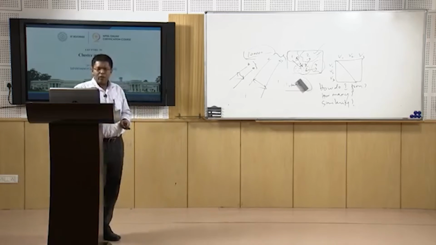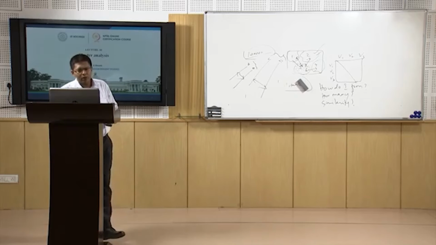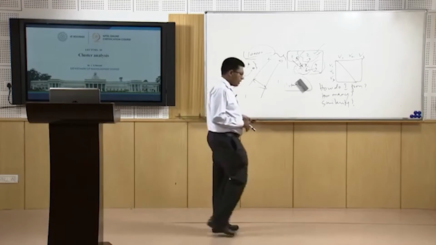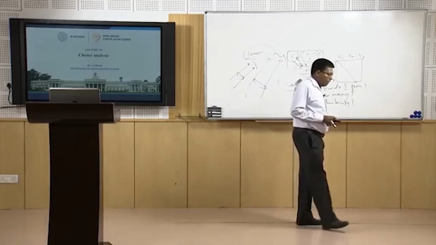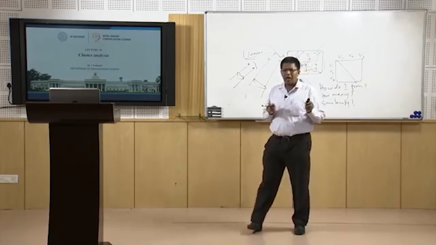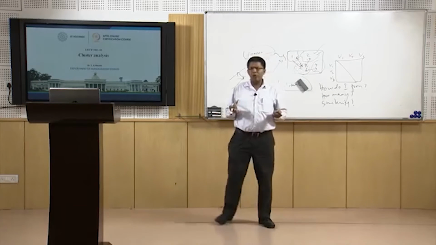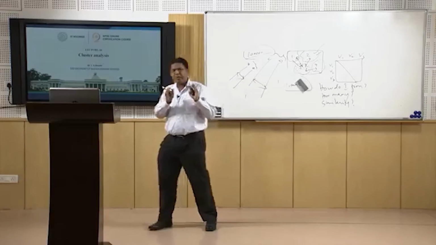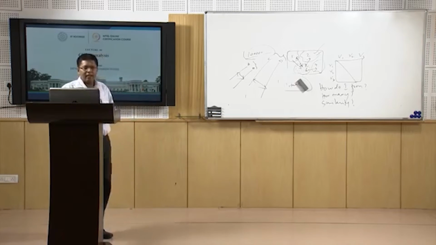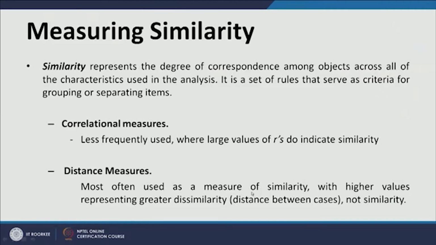As I said, correlation measures are less frequently used, only in special cases. There is something called the Mahalanobis distance, which we use when certain variables do have a correlation. There is a special case, I will come to that. Otherwise, most often the similarity is measured through the distance.